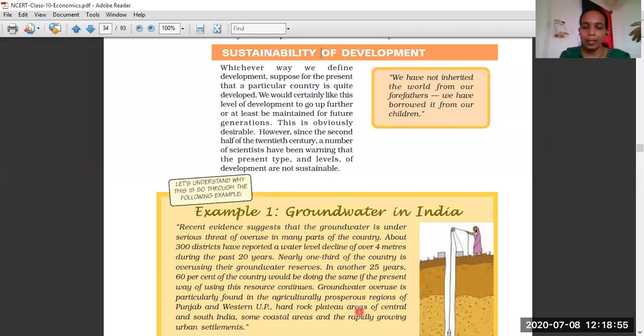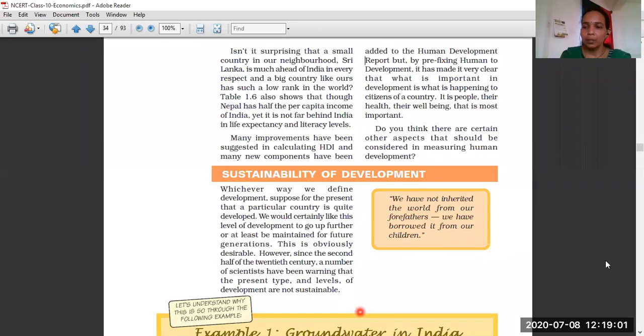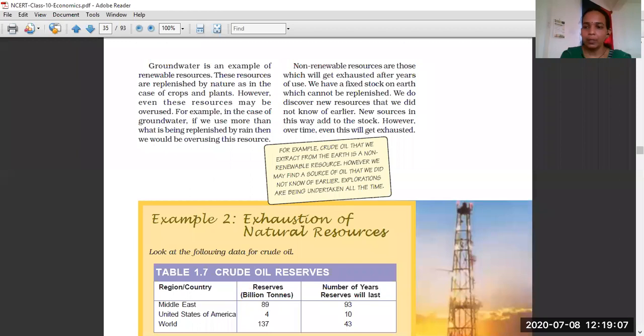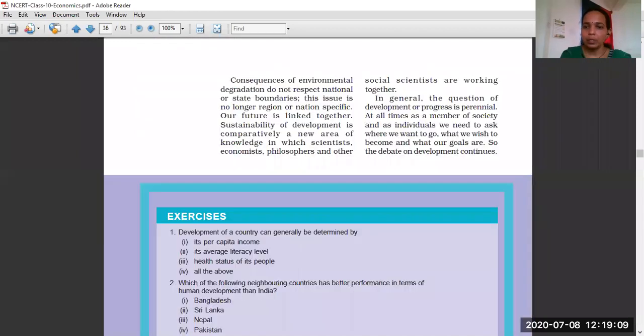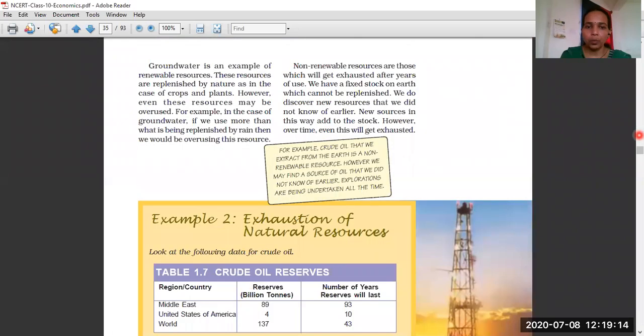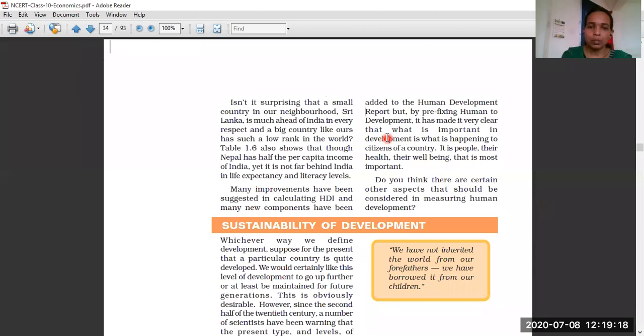borewells. So people are taking more and more borewells. That is why the groundwater table is decreasing. With example number 1, it is given how we are using the natural resources. Not using, we can say it is overusing. We are overusing the natural resources.